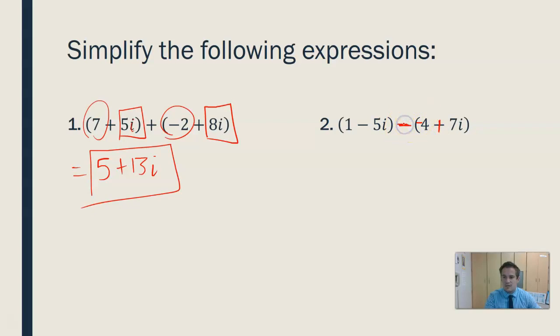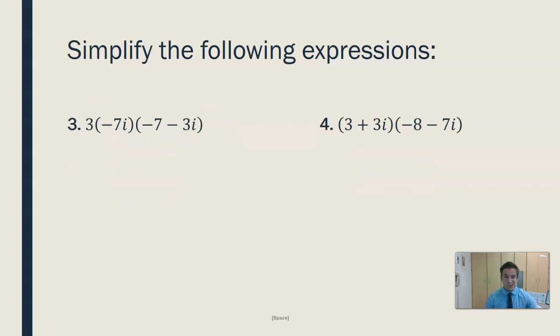When I distribute this negative in here, it turns into adding a negative 4 and a positive 7i. That negative will just change each of these signs, and it turns into an addition problem. So 1 plus negative 4 is negative 3. Negative 5i plus 7i is 2i. So my final simplified complex number there is negative 3 plus 2i. So adding and subtracting complex numbers is the exact same as adding and subtracting polynomials. No difference, except I just have an i instead of x's and y's.